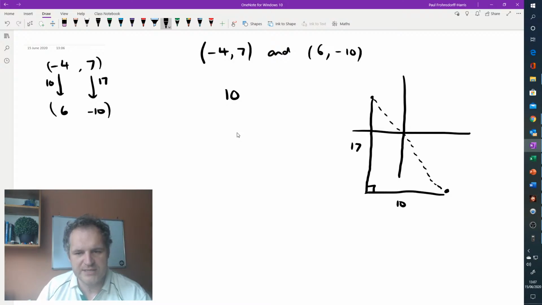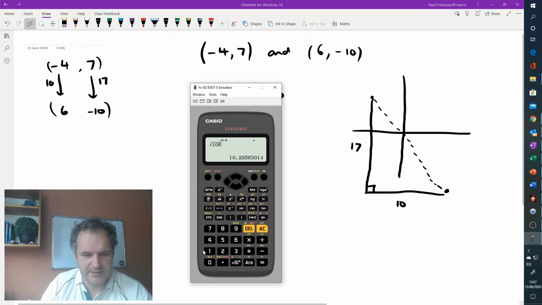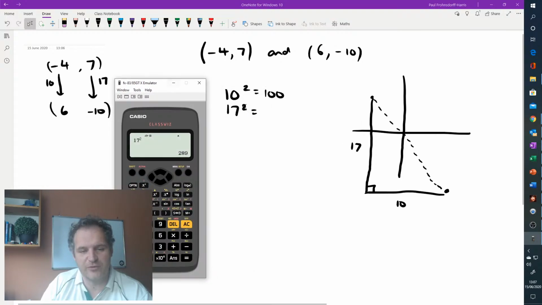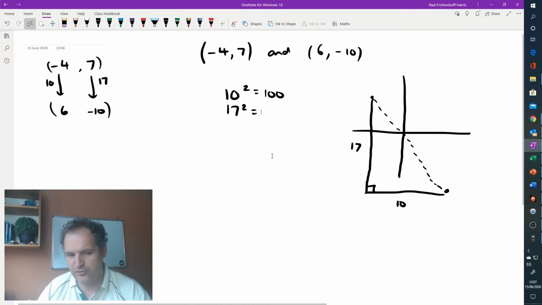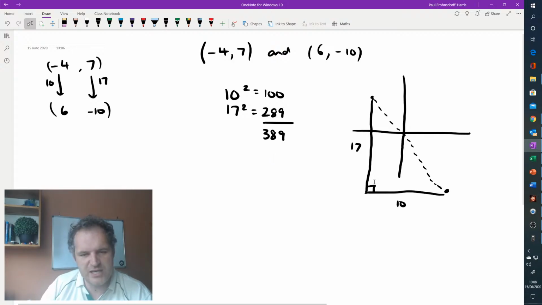We've got 10 squared is 100, 17 squared is, I want to say 343, but I'm going to check it. 17 squared is 289. This is why you check. Add them together, 389. It's just short of 400, which would be 20. So I'm going to gamble and say 19.7.